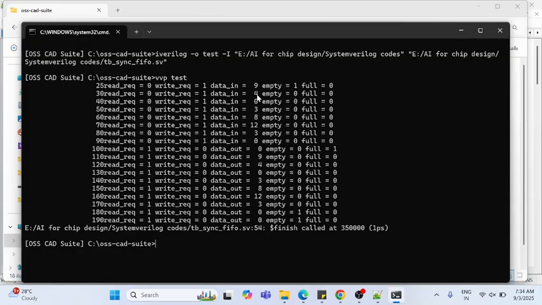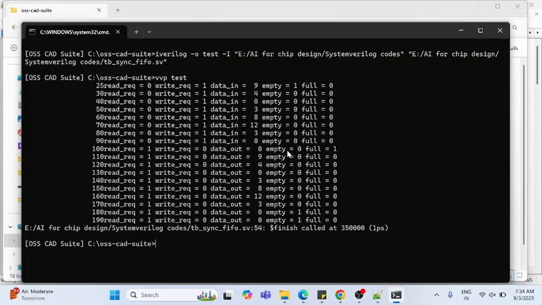Once it has written the data in all the locations, that is, the FIFO depth is 8 in this case, the full flag becomes 1. Here you can see this, the full flag becomes 1. Once the full flag becomes 1, based on the test, you can partially read and write, that is also possible. For example, 3 locations read, 3 locations write, that is also possible.